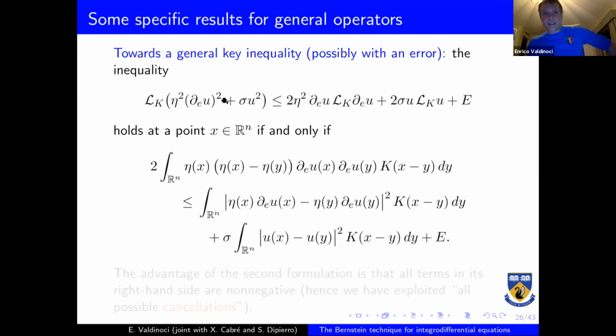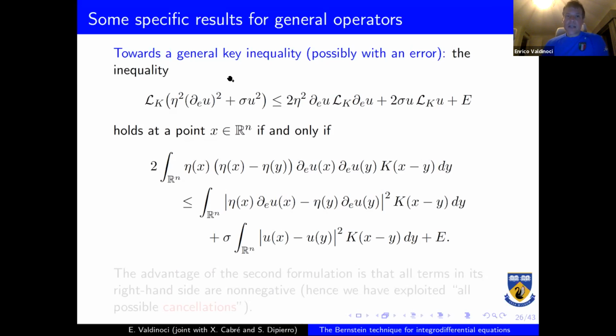So I would say that it's no mystery that you would like a key inequality as the one I wrote here in the third line, but with E equal to 0. If you think about when instead of LK you had the Laplacian, this is exactly the first key inequality that I showed at the beginning, speaking about the classical Bernstein method. When instead of LK you have the fractional Laplacian, it is the key inequality that we knew how to prove for the fractional Laplacian using extension.